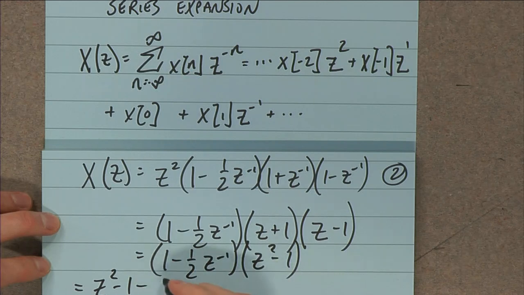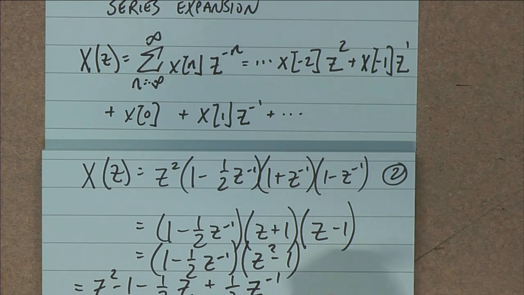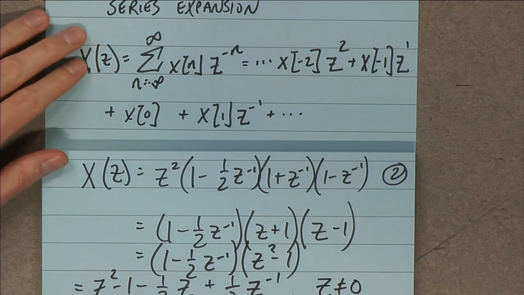Z squared minus 1 minus 1/2 Z, what is that, minus, that's a plus 1/2 Z to the minus 1. And let's see. Now, are there any poles or anything we need to be aware of here? So you can see that if Z equals 0, no problem, no problem, no problem, problem. So it blows up. So we can't have Z equals 0. There's a pole there.